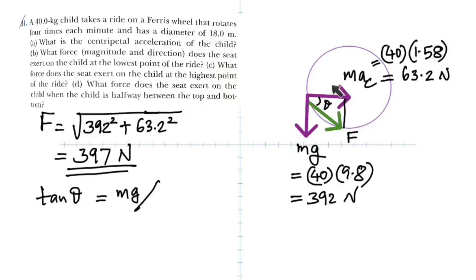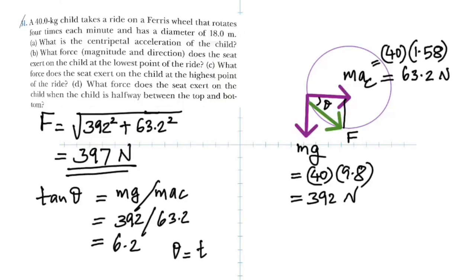And tan theta here is opposite side by adjacent side. Opposite side is mg, the adjacent side is 63.2. So when you do that, you will get the value for theta. Take the tan inverse of 6.2. That's quite a big angle. That's 80 degrees to the horizontal.